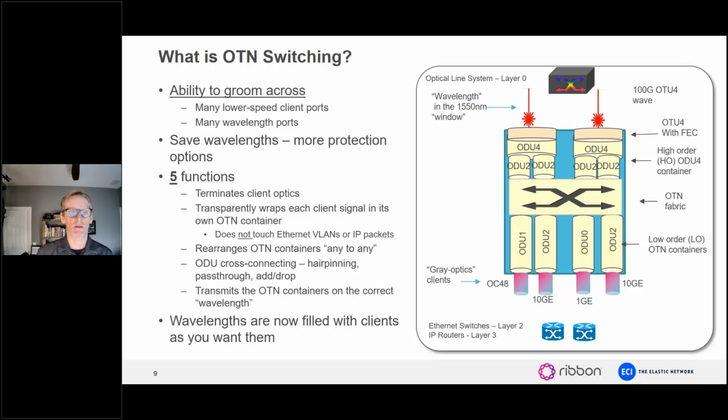Then it allows you, via software, a very simple network management system, to rearrange OTN containers kind of any to any how you want them arranged. Cross-connecting, hairpinning, pass-through, add-drop, whatever you need. And on the high-speed side, it creates the wavelengths again, and the wavelengths again join their wavelength friends on the line system as well. So you have transponders, muxponders, and OTN switching capabilities that are all used depending upon your network application.